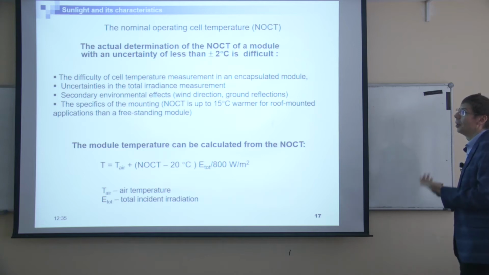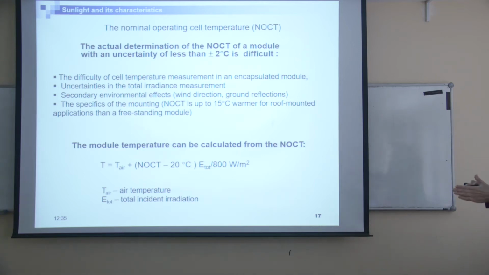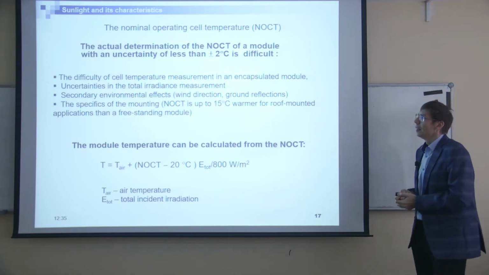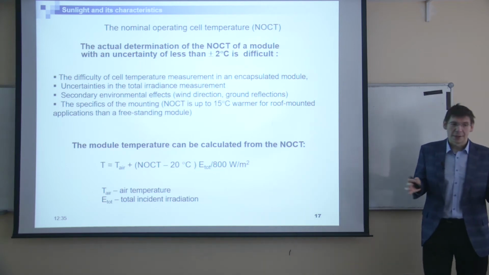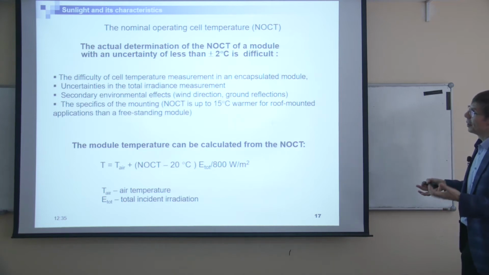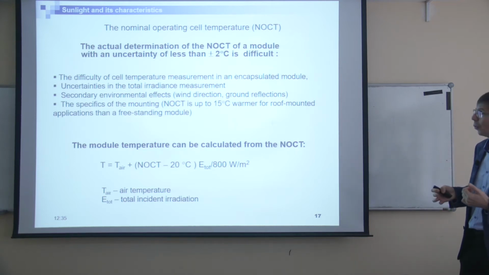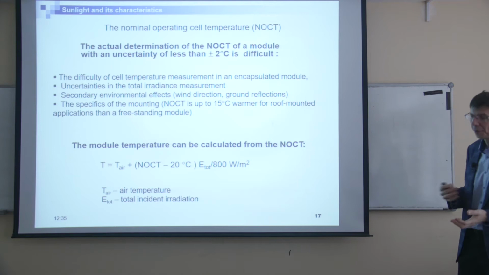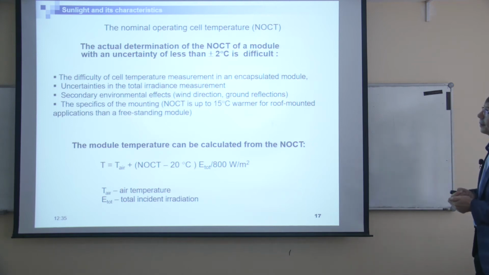So first of all, you have to measure the temperature of the solar cell, which is already encapsulated in the module. Then there could be some deviation in the irradiation, because actually this measurement is an outdoor measurement of the module, because at least you have some condition about the wind. So it's quite hard to get this ideal condition.